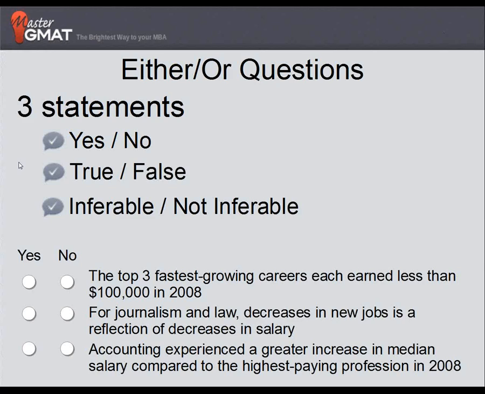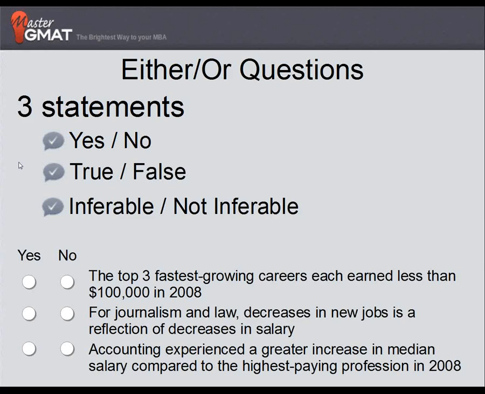So for example, let's say you're given some sort of random question. If you can answer yes for certain, or if you can answer no for certain, the statement is inferable. If it could be either way, it's a toss-up and you don't really know, then the statement is not inferable.